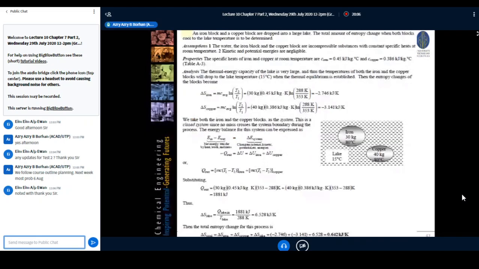Okay, now, as usual, when you are solving the problem, you need to list down the appropriate assumptions pertaining to this particular example.